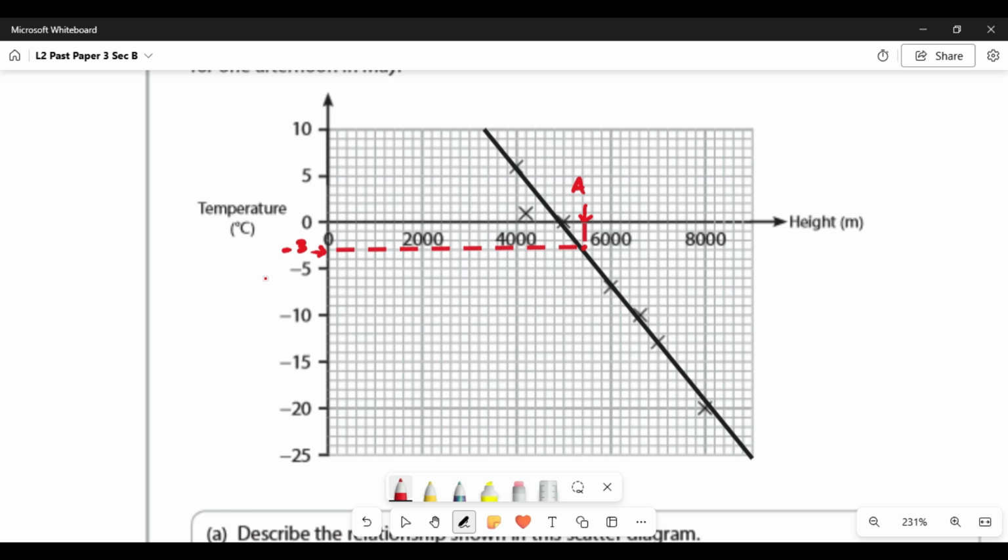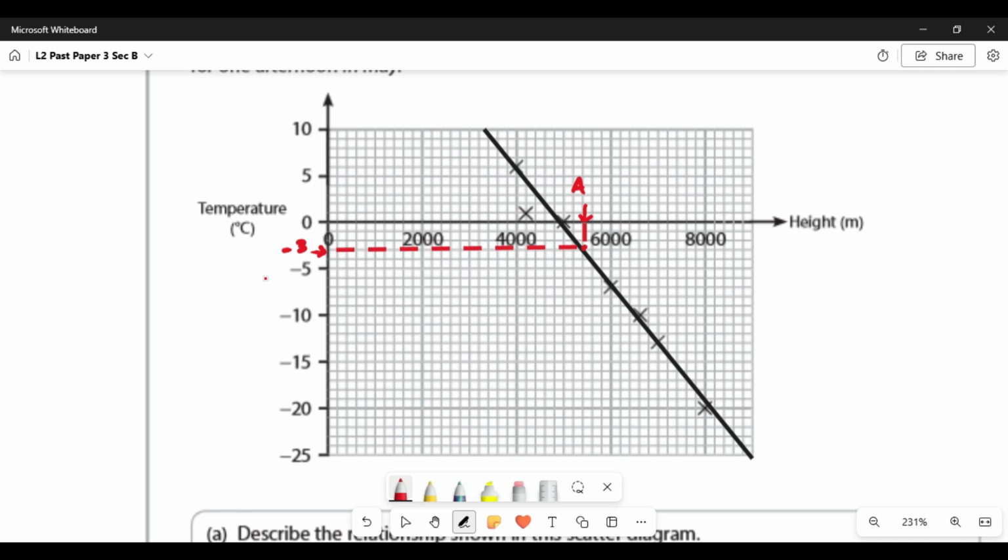So obviously your line might be slightly different to mine. You might get a slightly different answer. So if you got around -3, that is absolutely fine. If you didn't get anywhere near that, then probably redraw your line of best fit, and just recheck the scale as well. Just make sure you're reading it from the right place.